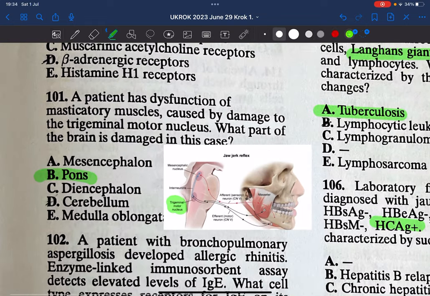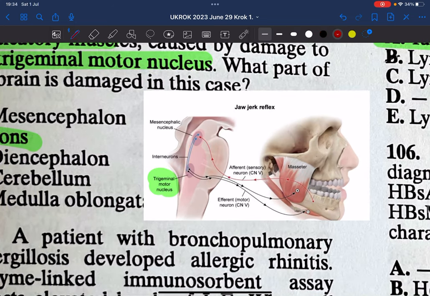Patient has dysfunction of the masticatory muscles caused by damage to the trigeminal motor nucleus. Again, you can see two questions about this, similar in this booklet. The trigeminal motor nucleus gives motor fibers to the masticatory muscles, but where is it located in the brainstem? In the brainstem, there is the midbrain, pons, and medulla oblongata. In the pons, we have the trigeminal motor nucleus.